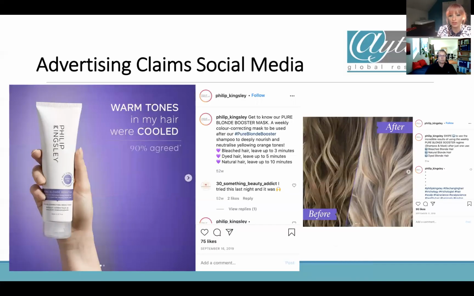So as I mentioned about it being online, social media is going to be your best friend if you're looking at online marketing. So on Instagram, they've got their 90% agreed the warm tones were cooled in my hair. We've seen that on the report. So we saw exactly how they've lifted it from the report there.